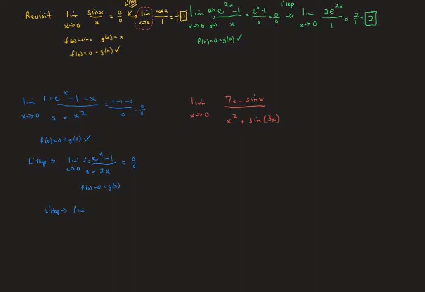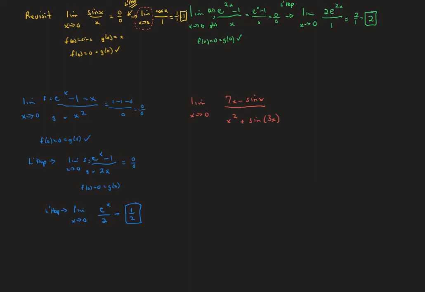So now we're going to get the limit as x goes to 0. The derivative of e to the x is e to the x. The derivative of 2x is 2. Now when we direct substitute in 0, we get 1 over 2, and that is our limit. Okie doke. Trying the red one.